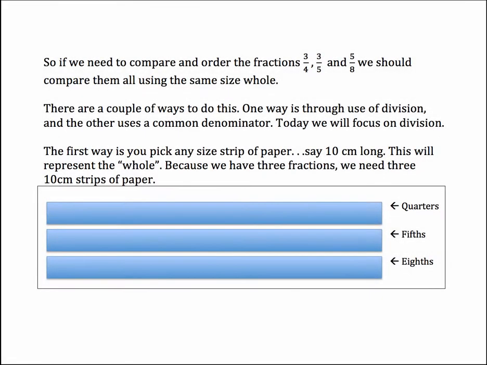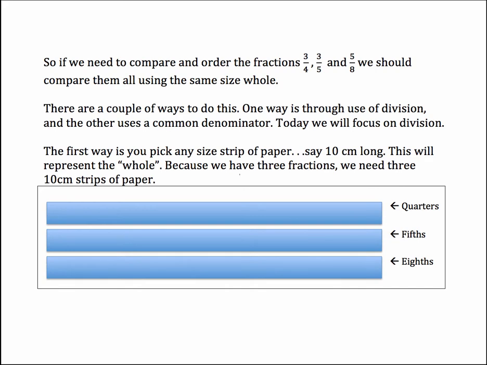So if we need to compare and order the fractions, say 3/4, 3/5, and 5/8, we should compare them using the same size whole. There's a couple of ways to do this. One way is through use of division, and the other uses a common denominator. For this lesson, we're just going to look at division.